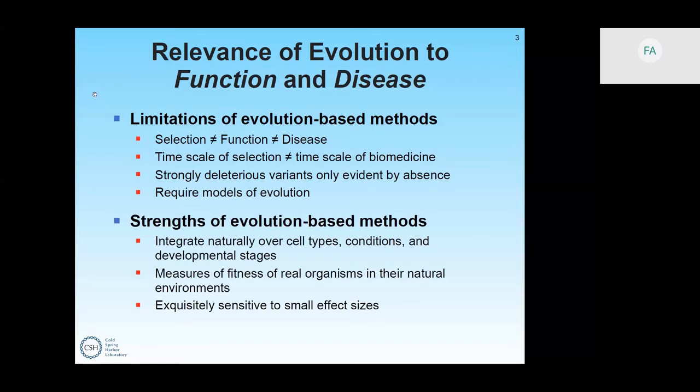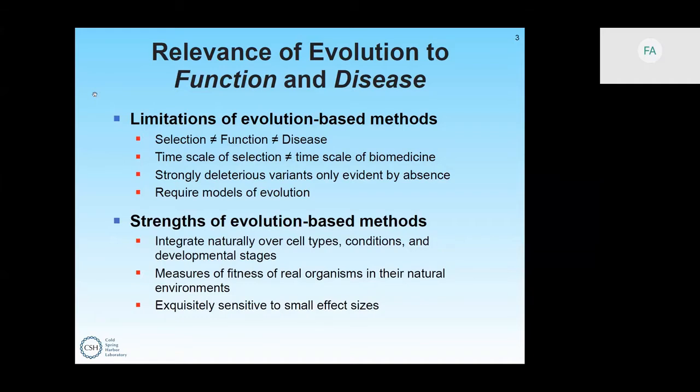I think one particularly important strength is the idea that these methods naturally are integrating over different cell types, different conditions, and different developmental stages in a way that you don't get if you're using something like a massively parallel reporter assay, where you typically have to choose a particular cell type and condition for your experiment. So these evolutionary methods are naturally thinking about all of the different relevant cell types and stages and conditions that contribute to evolutionary fitness.